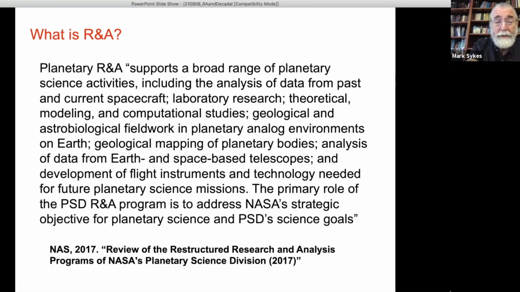There was another Academy panel that said Planetary RNA supports a broad range of planetary science activities, including analyzing data from past and current spacecraft, laboratory research, theoretical modeling, computational studies, geological astrobiology, field work in planetary analog environments on Earth, geological mapping, analysis of data from Earth and space-based telescopes, development of flight instruments and technology. The primary role of the Planetary Science Division RNA programs is to address NASA's strategic objective for planetary science and PSD's science goals. And they actually have science goals, yes.